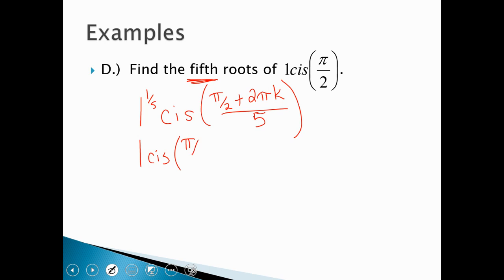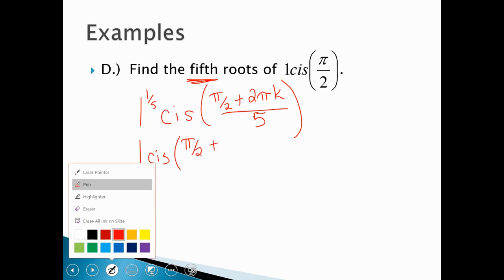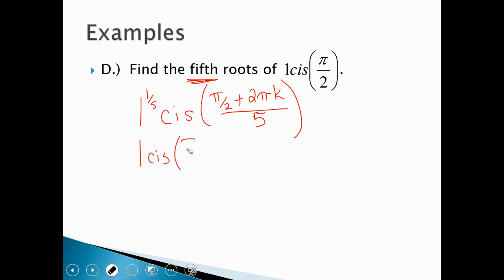So you're going to have pi over 2 plus, well, wait a minute. Let's go back a step here. What I would do is split it up into 2 things. So take the pi over 2 divided by 5, so that would be pi over 10. And then the 2 pi k divided by 5. Like I said, the first time you're going to start with 0, and that's going to give us our first fifth root: 1 cis pi over 10, because that k is 0.